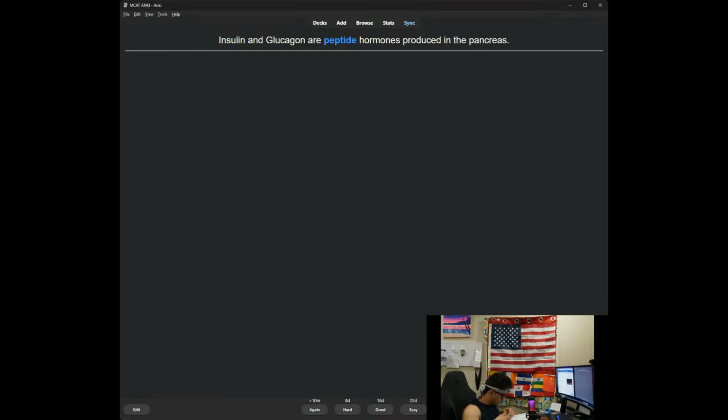Oh, they're peptides. Oh, okay. Never mind. Got it mixed up. Most of them are peptides anyways. I think most of the major ones.